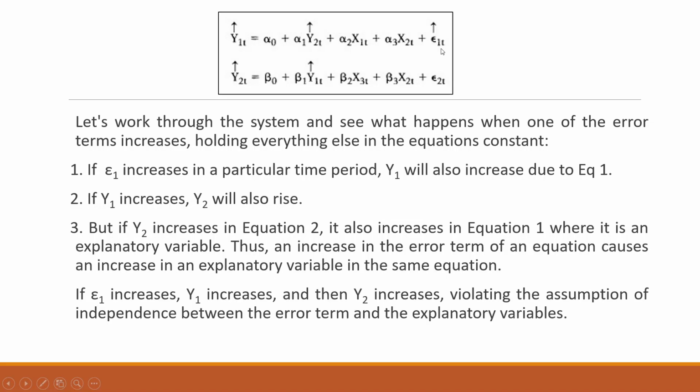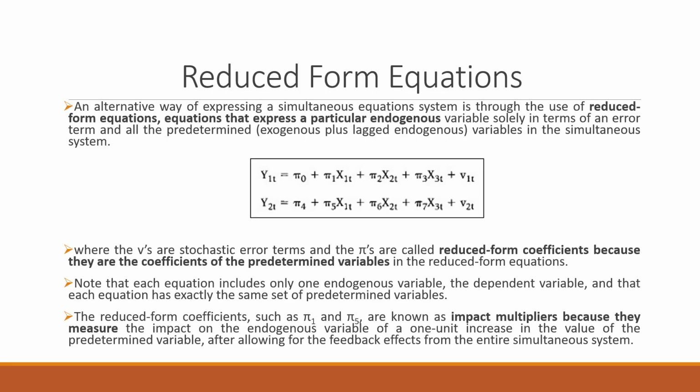So if epsilon 1, the error term, increases in a particular time period, y1 will also increase due to equation 1. If y1 increases, y2 will also rise. But if y2 increases in equation 2, it also increases in equation 1, where it is an explanatory variable. Thus, an increase in the error term of an equation causes an increase in an explanatory variable in the same equation. If epsilon 1 increases, y1 increases, then y2 increases, violating the assumption of independence between the error terms and the explanatory variables. So no longer are we able to use normal OLS methods.